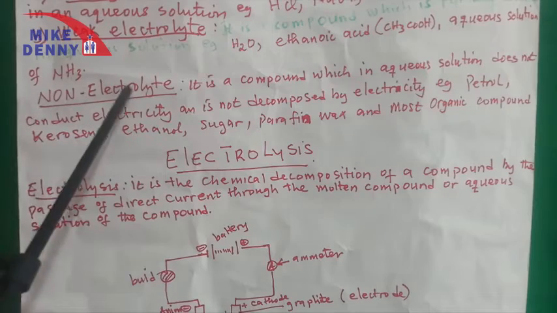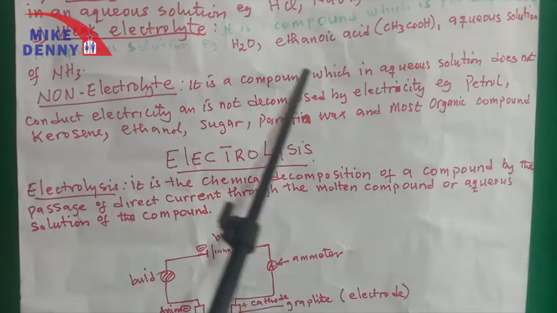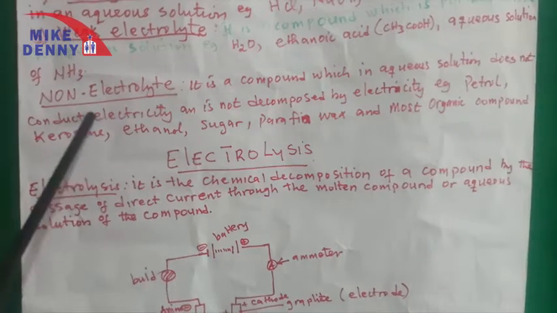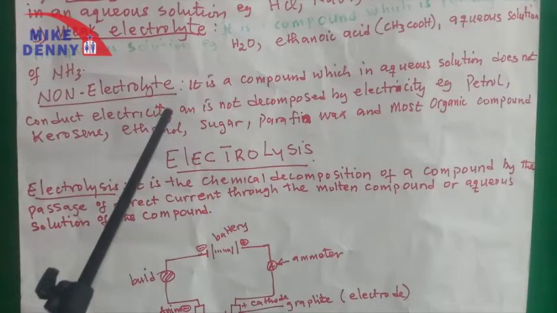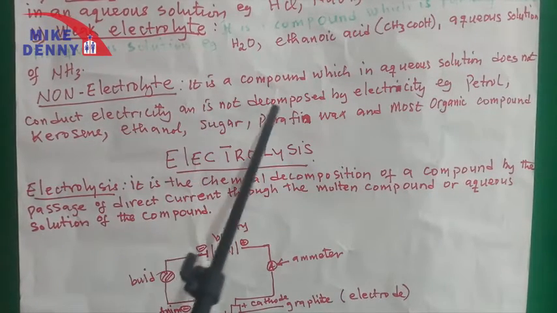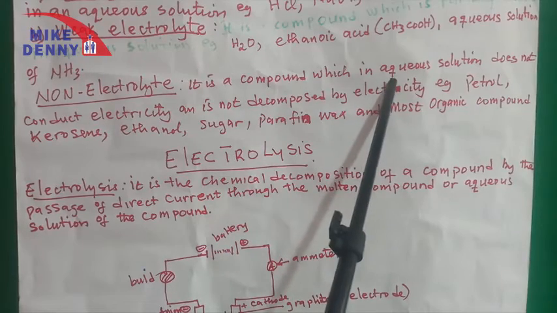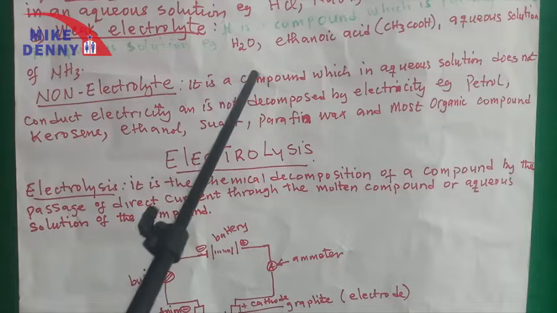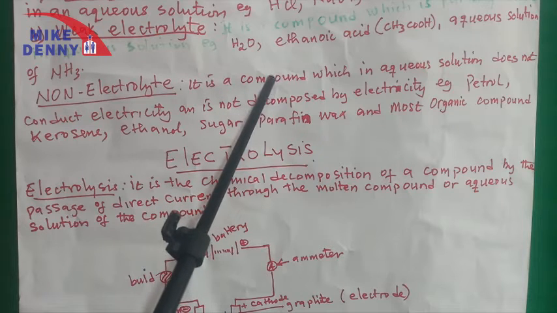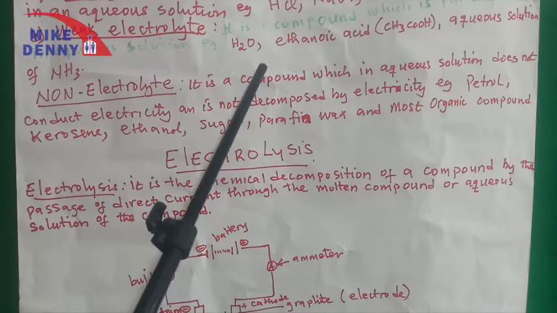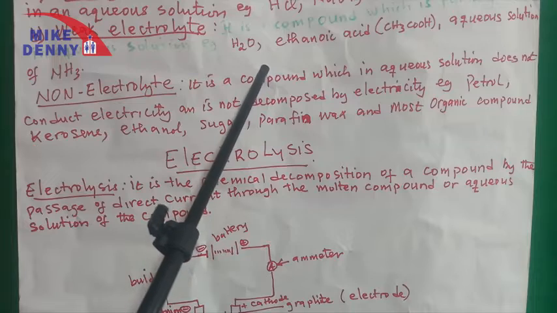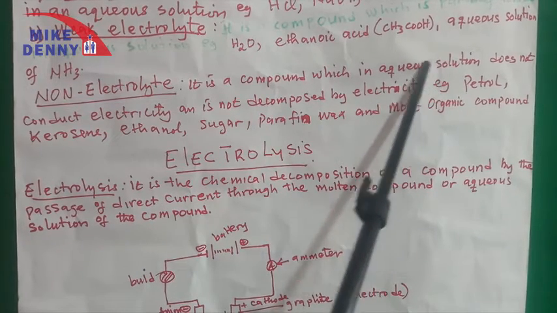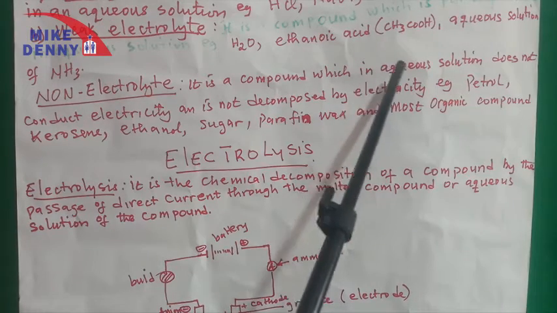Now, non-electrolyte. It is a compound which in aqueous solution does not conduct electricity and is not decomposed by electricity. What do we mean by decompose? It does not break down. That's the meaning of decompose. We cannot break them down into two particles. So we're saying that an aqueous solution is a solution that contains water.